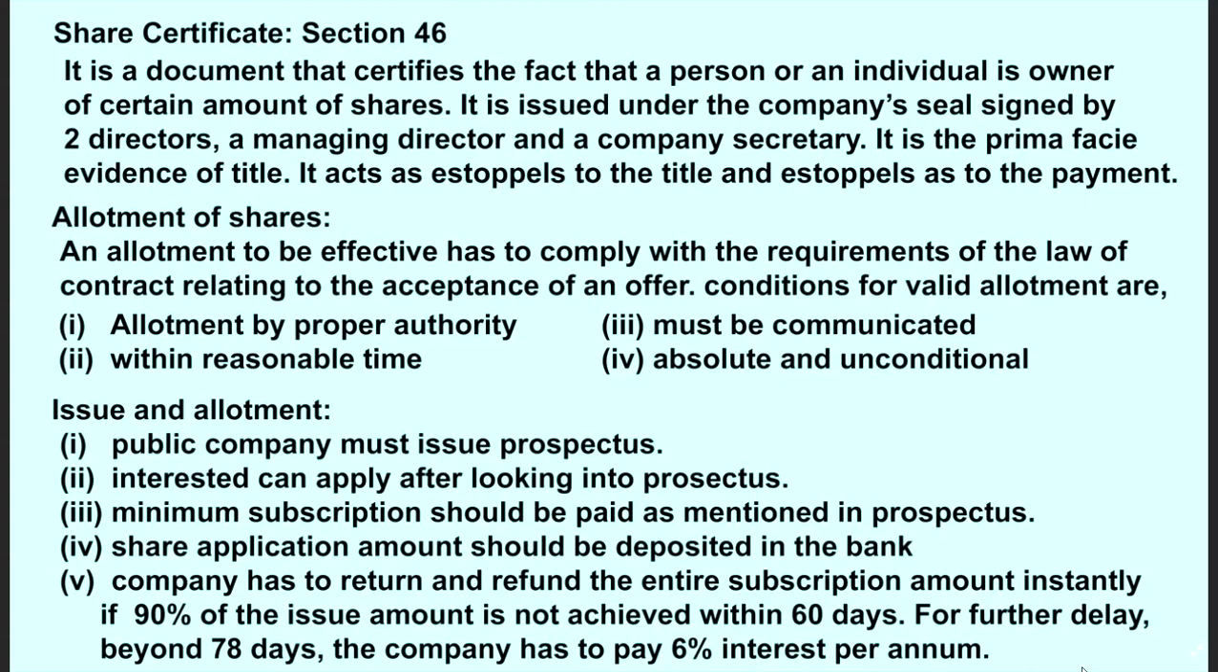Issue and allotment. A public company must issue a prospectus for issuing shares. Interested persons can apply after looking into the prospectus. Minimum subscription should be paid as mentioned in the prospectus. Without payment of minimum subscription, shares cannot be allotted. Share application money should be deposited in the bank, and the company has to refund the entire subscription amount instantly if 90% of the issue amount is not achieved within 60 days. For further delay beyond 78 days, the company has to pay 6% interest per annum.